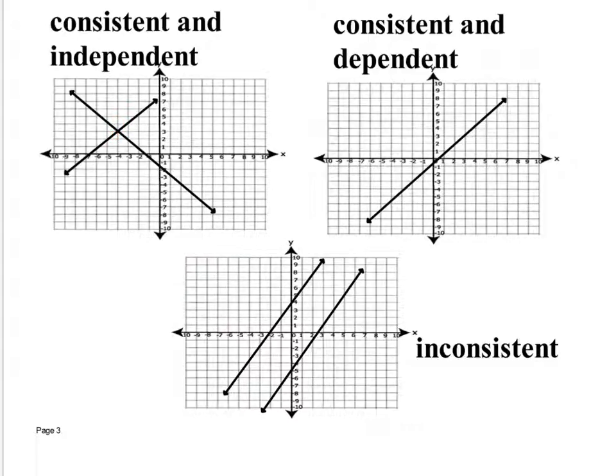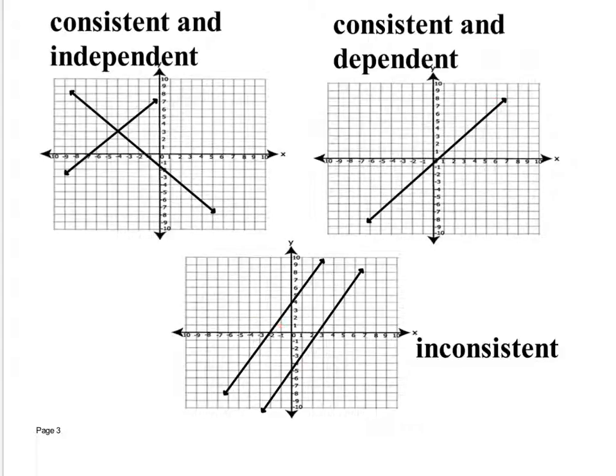This is consistent and dependent. Consistent because it has at least one solution, and dependent because it has an infinite number of solutions. Because this is actually two lines. They're just overlapping each other, on top of each other. So that's what it means by an infinite number of solutions. You can't count how many solutions there are because there's an infinite number of them.